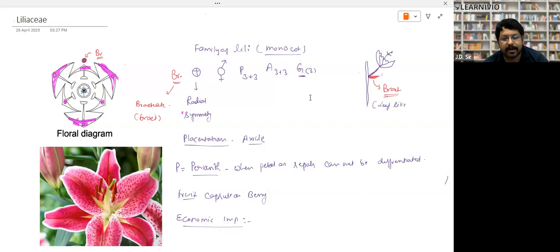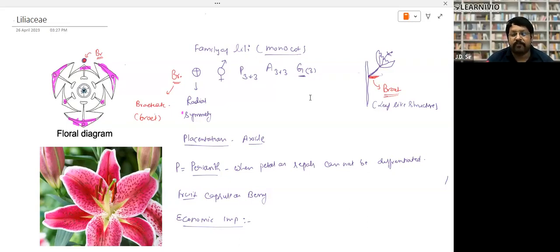This leaf-like structure is called bract. A flower may have a bract, or may not. If the flower arises from a bract, we write Br dot, meaning bracteate flower, and this dot will represent the bract. In the rest of the two families, the bract was not there, so we have not represented this dot and we have not written Br. The flower is bracteate. Again, it has radial symmetry, or actinomorphic.